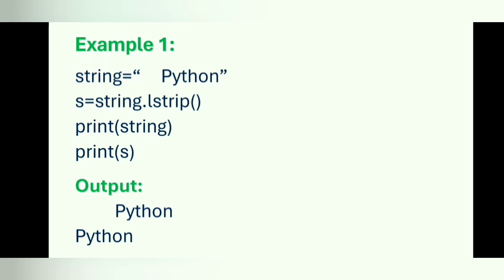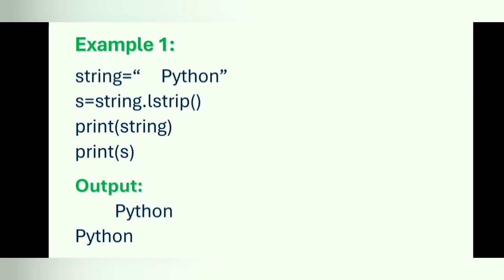Example 1. In this example, we assign the string value Python to the variable string. This string contains leading spaces before the word Python. In the following statement, we apply the string lstrip method to this string. The lstrip string method will return a new string without any whitespace characters at the beginning. The return value will be stored in the variable s.